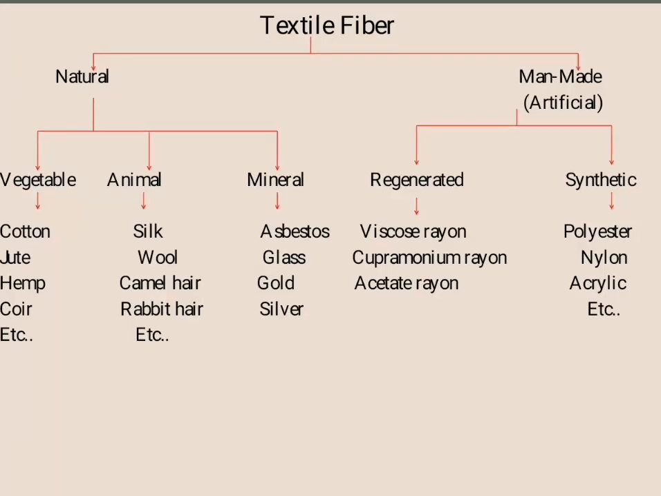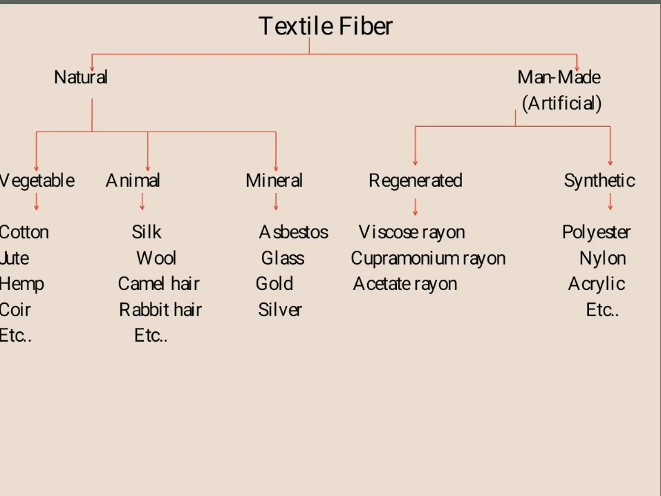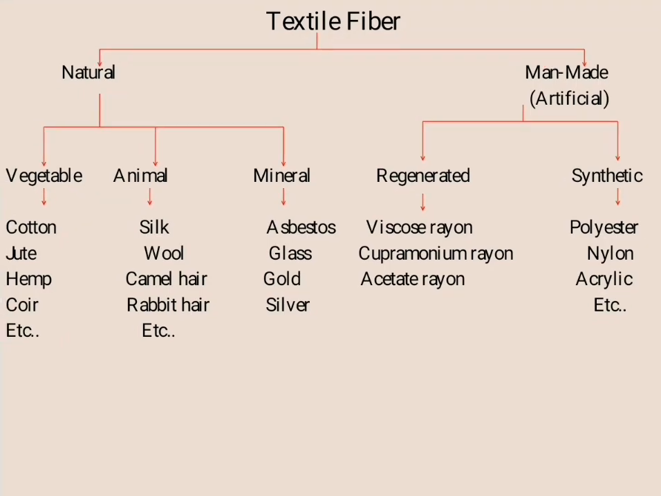The natural fiber is classified as vegetable fiber, animal fiber and mineral fiber. The vegetable fibers are cotton, jute, hemp, coir, etc. Animal fibers are silk, wool, camel hair, rabbit hair, etc. Mineral fibers are asbestos, glass, coal, silver. Man-made fiber is classified as regenerated fiber and synthetic fiber. Regenerated fibers are viscose rayon, cuprammonium rayon, acetate rayon. Synthetic fibers are polyester, nylon, acrylic, etc.